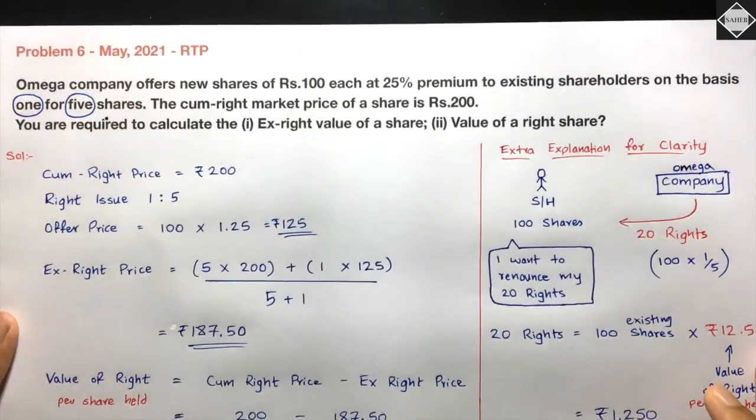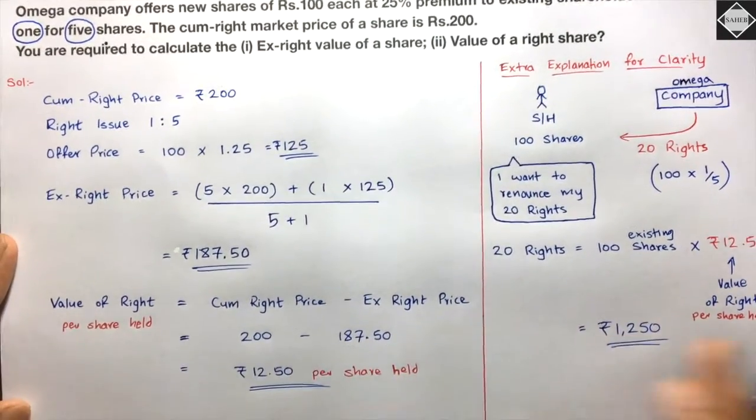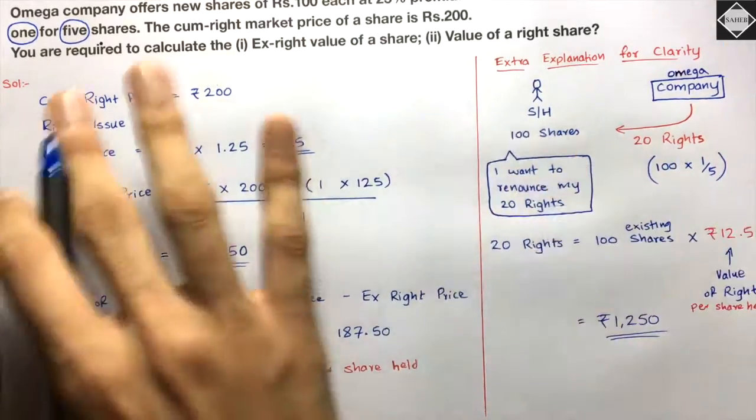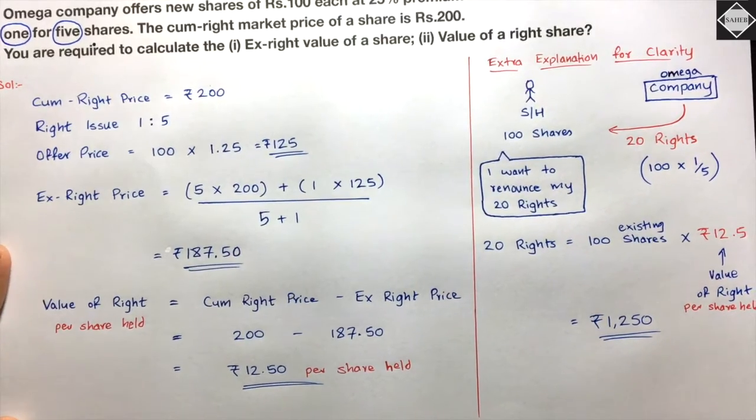So that's it. I hope you have got this. It's really simple. This is value of right per share held. Fine. So that's it. This was just an extra explanation. It's not connected over here. Fine. Okay, bye.